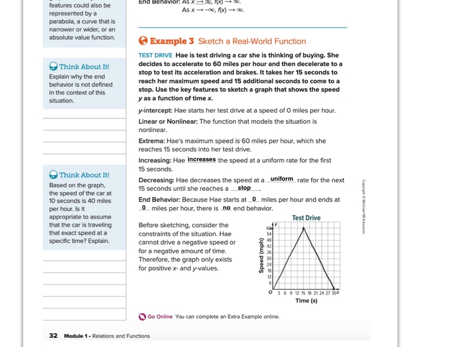Extrema, let's see what's going on here. The y-intercept is going to be her starting point. It is a nonlinear function. Hay increases speed at a uniform rate for the first 15 seconds. It doesn't tell us otherwise, so here's my straight line slope of increasing speed, decreasing speed at a uniform rate, and then my end behavior. She starts at 0 and ends at 0. So there is no end behavior because it doesn't continue to go on.